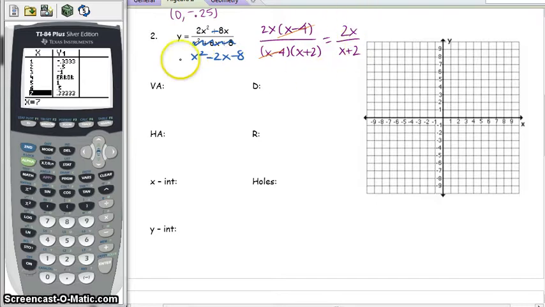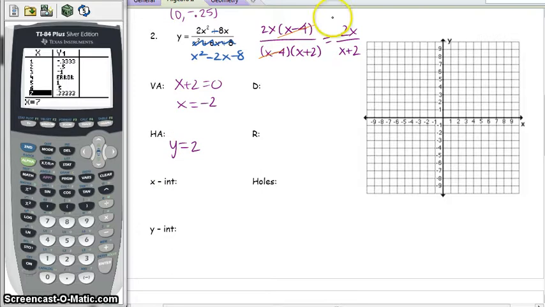So from our new equation, let's figure out all the different pieces. So our vertical asymptote, we set our denominator equal to 0. So x plus 2 equals 0, so x equals -2. Our horizontal asymptote, we look at our degree. So in this case, we have the same degree on the top and bottom. When we have the same degree, we look at our coefficients. So the ratio of our coefficients, that's 2 over 1. So that would give us a y value of 2.